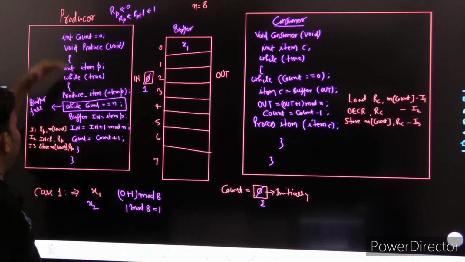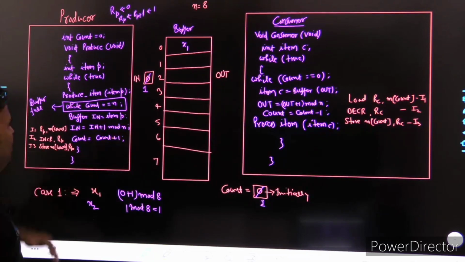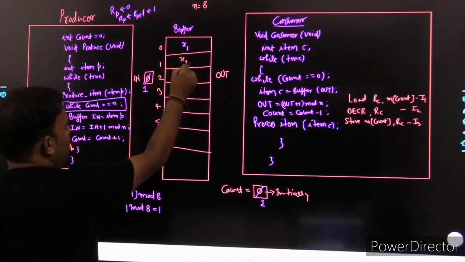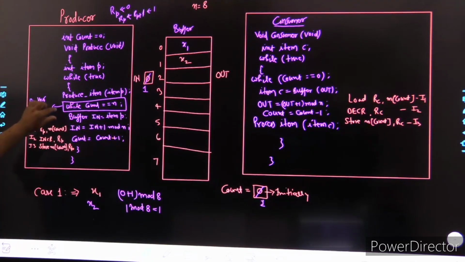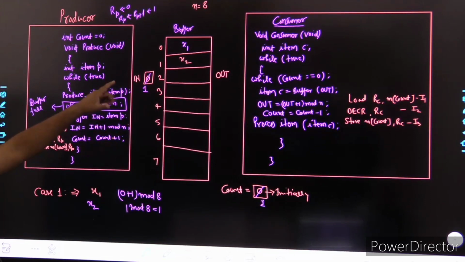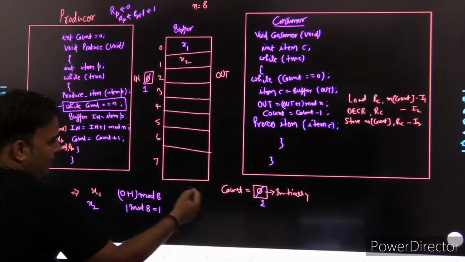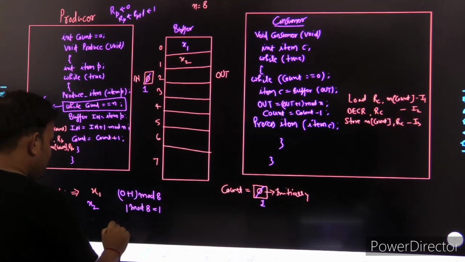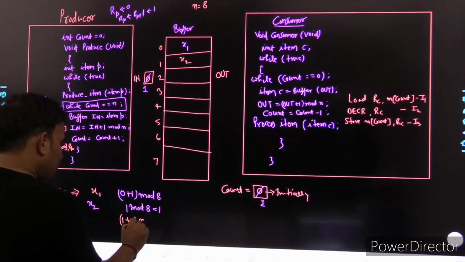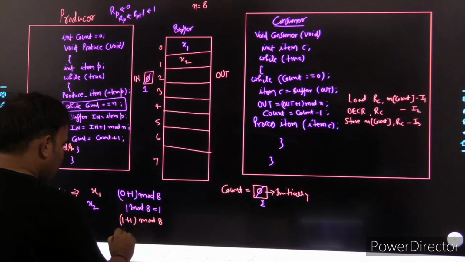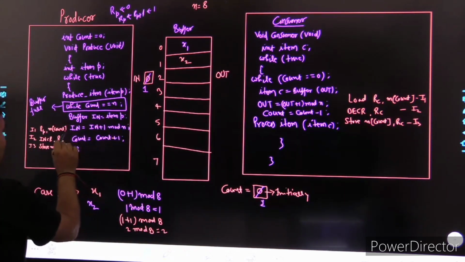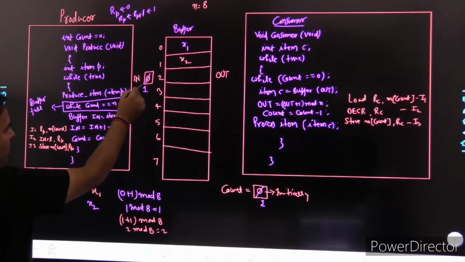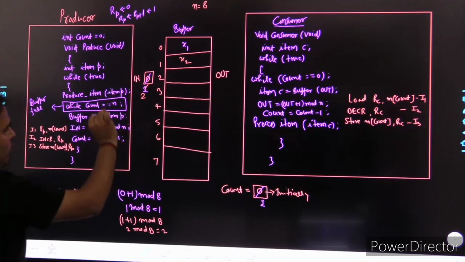So it needs to execute this code again. When it places this X2 here, then again buffer[in] = item P, in = (in + 1) mod n. Now in is 1 plus 1, 1 plus 1 mod 8. So 2 mod 8 equals 2. Now in = (in + 1) mod n, so it will change from 1 to 2.